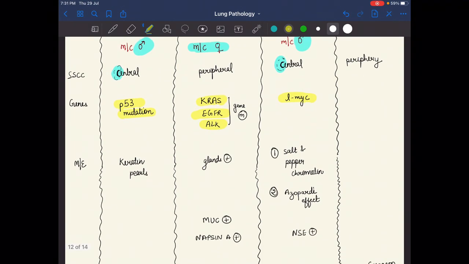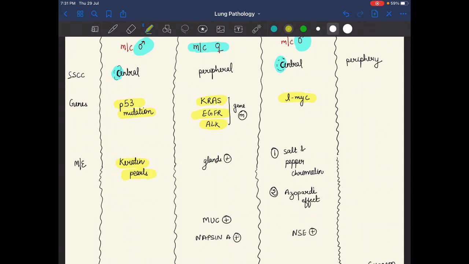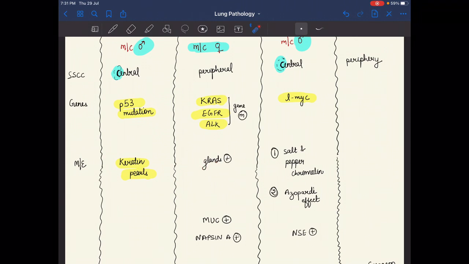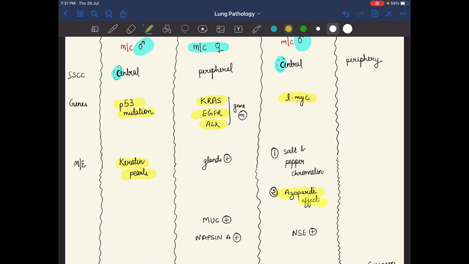On microscopic examination of squamous cell carcinoma, we find keratin pearls. While in adenocarcinoma, as the name suggests, glands are present. In small cell carcinoma, we find on the microscopic image salt and pepper chromatin and the Azzopardi effect. So the Azzopardi effect is seen with small cell carcinoma.